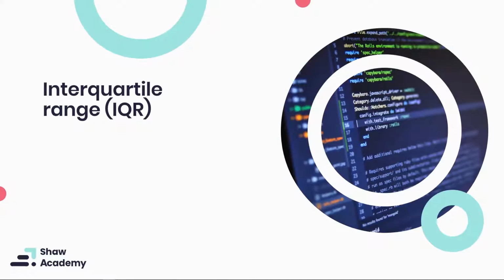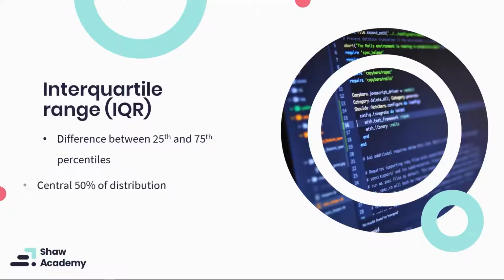That brings us to our last summary statistic we will look into in this lesson, the interquartile range, or IQR. Now, this is the difference between the 25th and the 75th percentiles. In other words, the interquartile range represents the middle 50% of the distribution. We can represent IQR as the third quartile value minus the first quartile value.